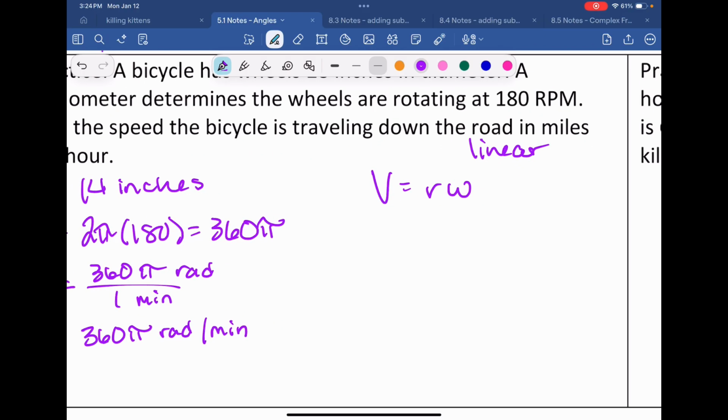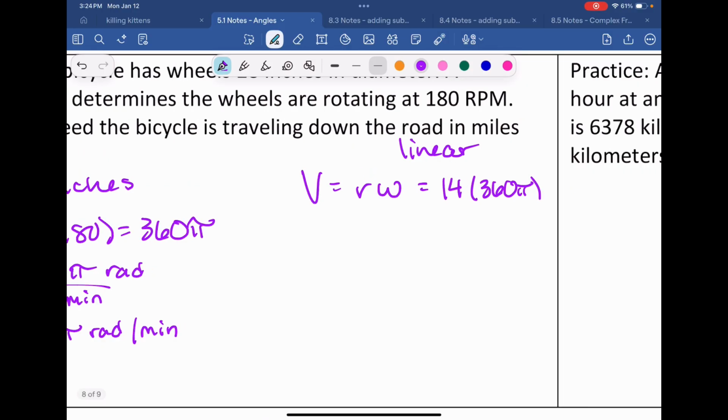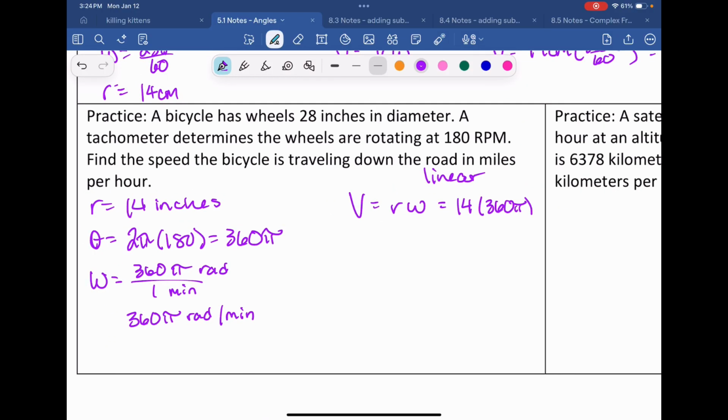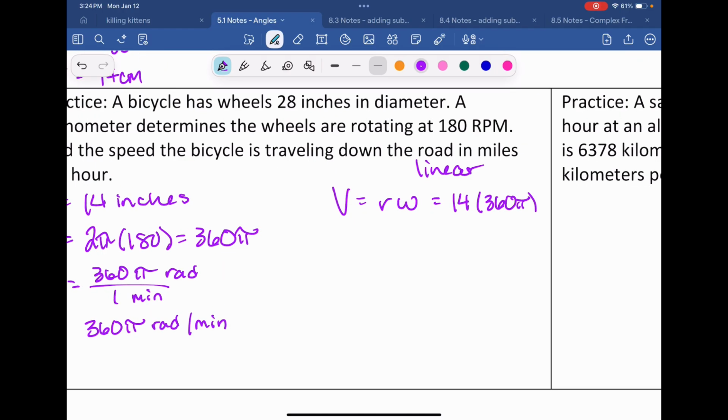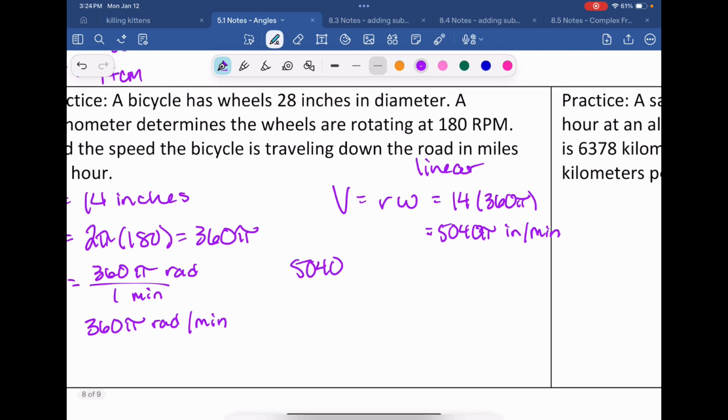So velocity equals 14 times 360 pi radians per minute. All right, so this equals 5,040 pi inches per minute. I need miles per hour.